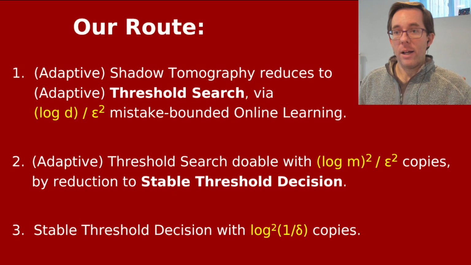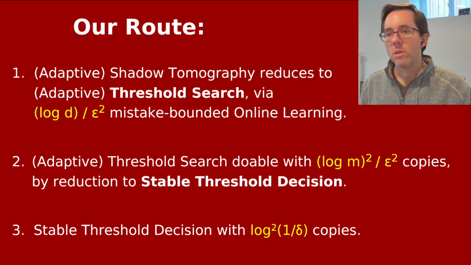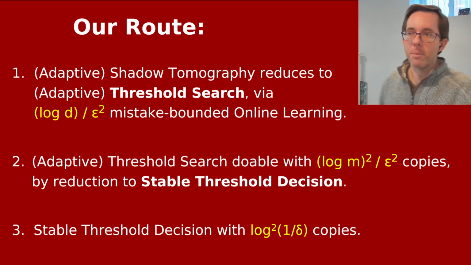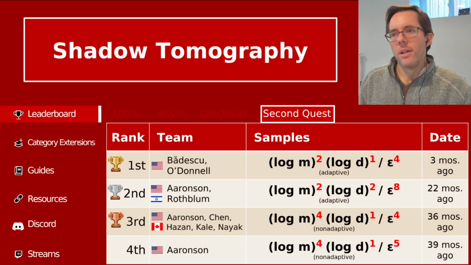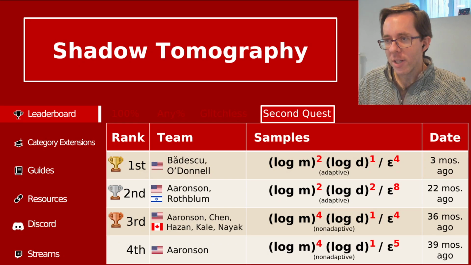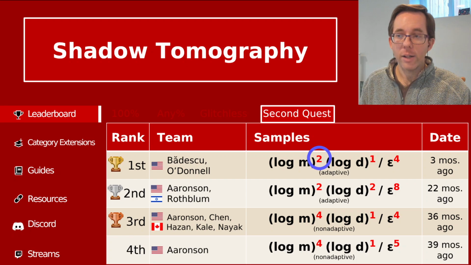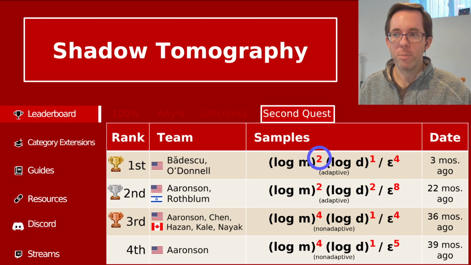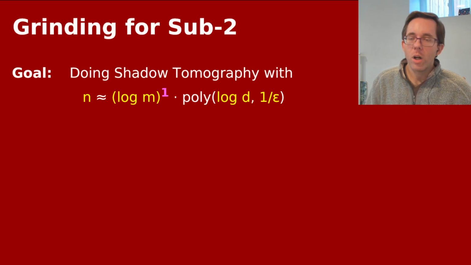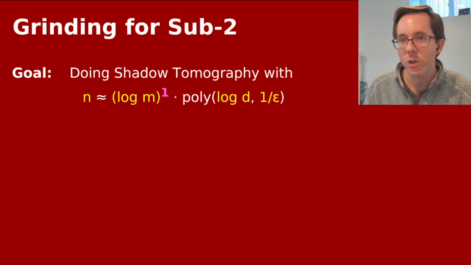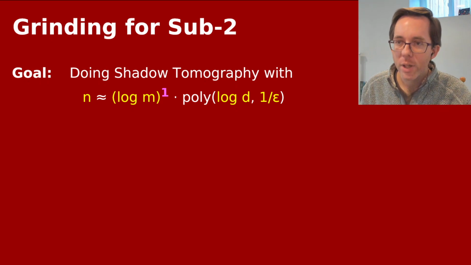So that's the summary of our whole route to achieving adaptive shadow tomography with improved sample complexity that has the best known exponent on log m and log d and on epsilon. Now, I want to talk just at the end of this talk about this exponent on log m, because as I said, I feel log m is the most important parameter, and our exponent here is 2, and I'd really like to get this exponent down to 1. So grinding for the sub 2 exponent on log m is my real dream here, and let me explain why.